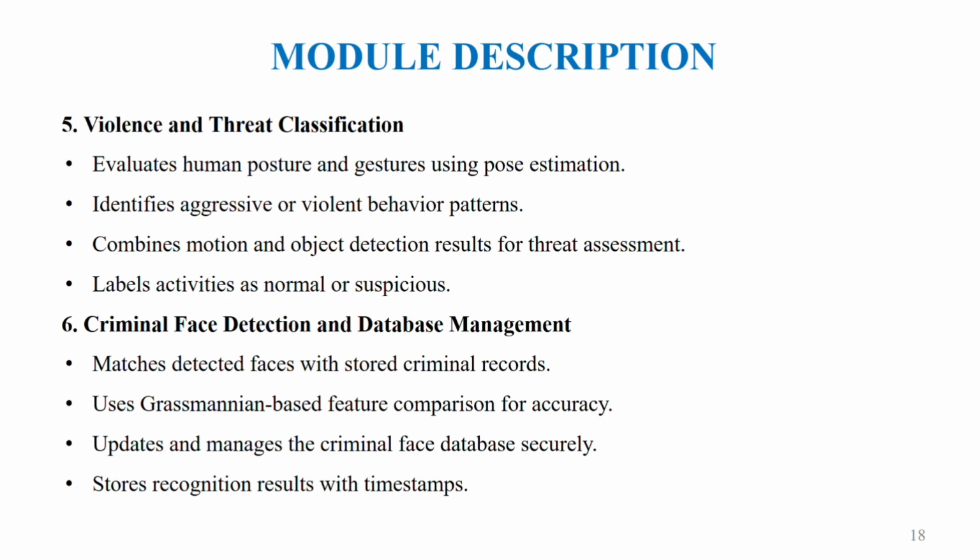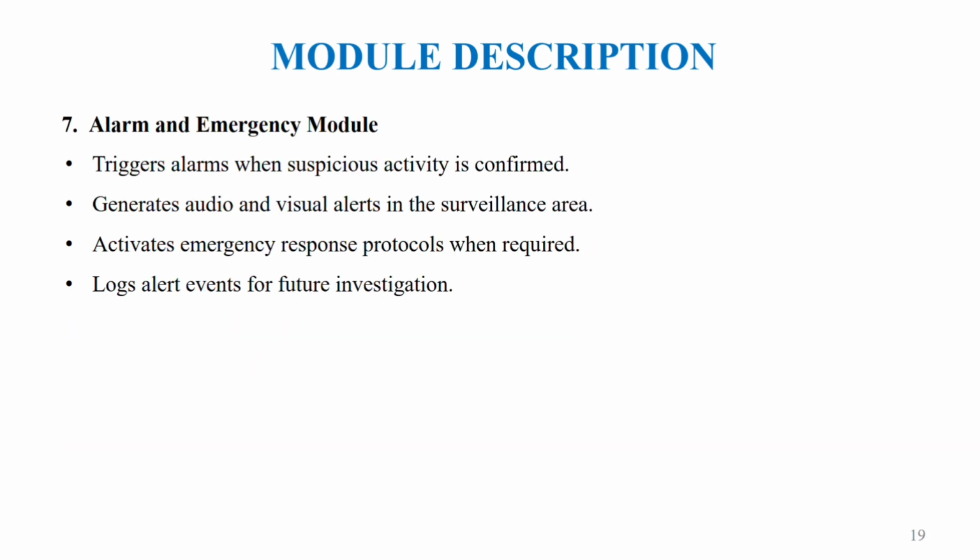The sixth one is criminal face detection and database management. It matches the detected faces using the Grassmann-based approach with feature comparison for accuracy, and updates and manages the criminal face database, which stores the faces used for recognition. The last one is the alarm and emergency module. It triggers the alarm when a person whose face is already stored in the database is identified. It then alerts the police and the security team, and logs the event for future investigation.